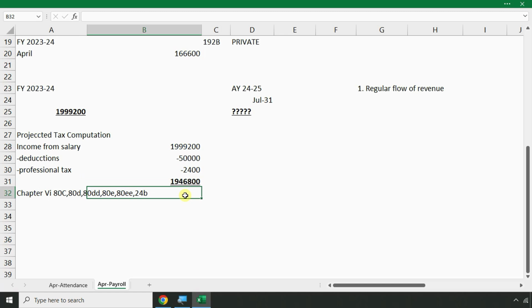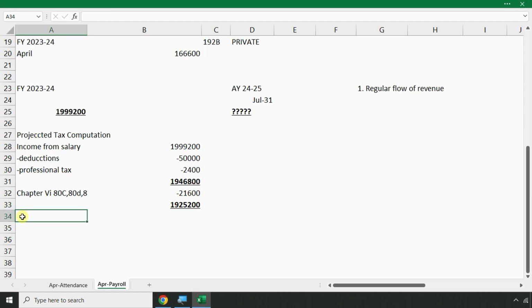So every month, minus every month 1800 multiplied by 12. So what is the yearly PF investment deduction allowed? 21,000. So on the income, minus these 21,000. So out of 19 lakhs 46,000, the net taxable income is 19 lakhs 25,200. You got my point here.